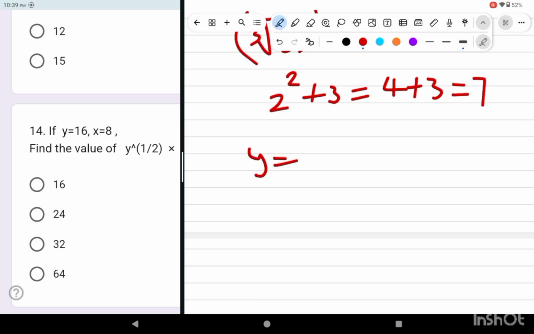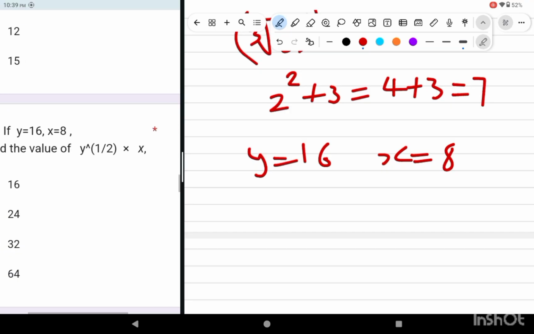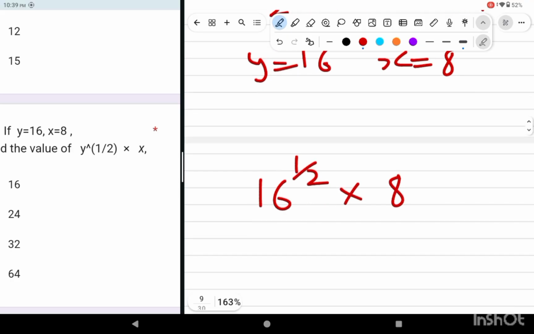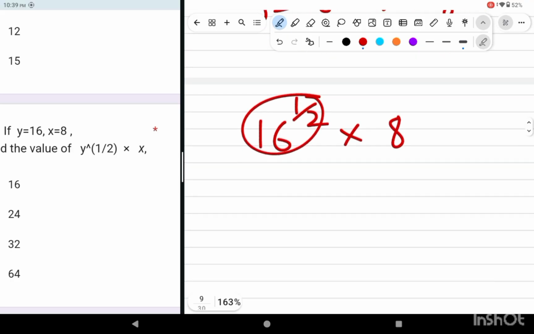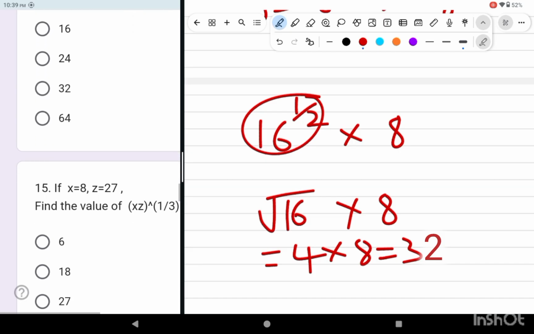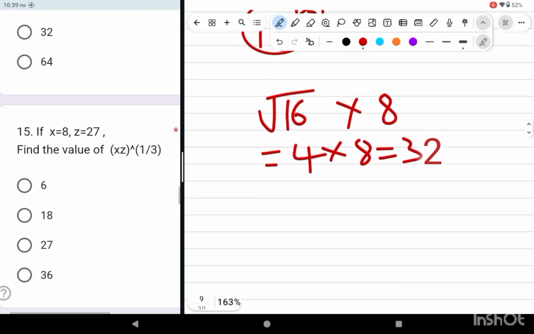equals 7. The next question, if y is equal to 16 and x equals 8, find the value of y raised to power 1 over 2 times x. Slot in the value of y as 16. We have 16 raised to power 1 over 2 times x equals 8. 16 raised to power 1 over 2 is a fractional index with a denominator of 2, which means square root of 16 times 8. That is 4 times 8 equals 32.